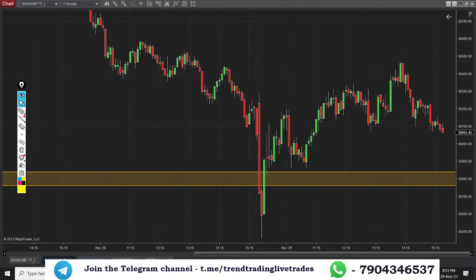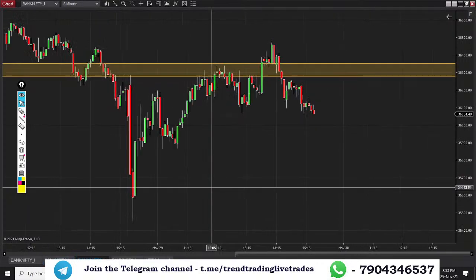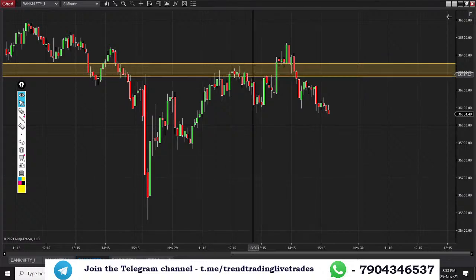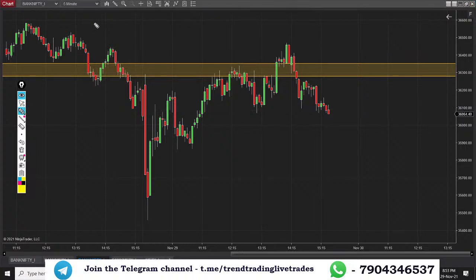Okay, so let's see first what is expected on tomorrow's trade plan. If you have traded, you have made money. If you have not traded, no problem. Okay, so tomorrow's important level, that is 36,280 to 36,350. Everything is Bank Nifty future level, 5-minute time frame chart. Let me repeat the level, 36,280 to 36,350.